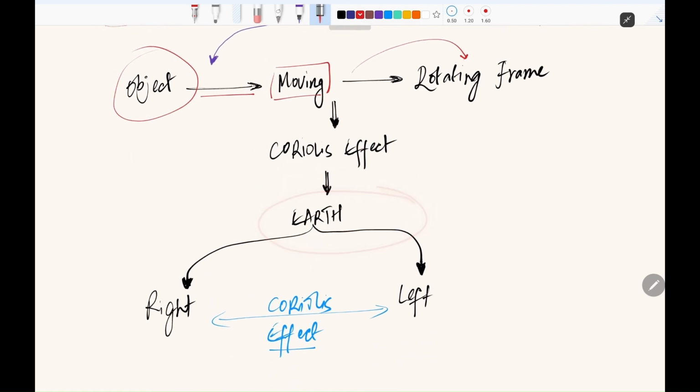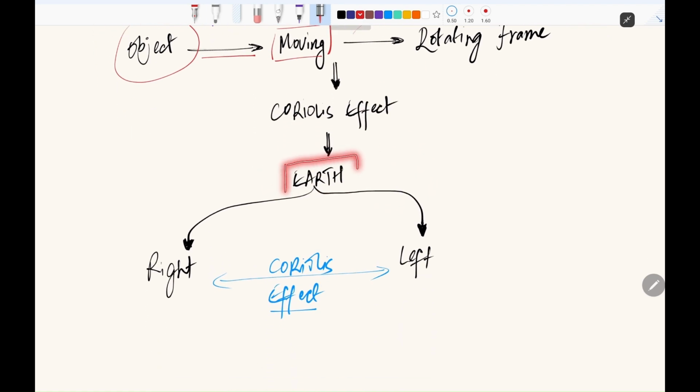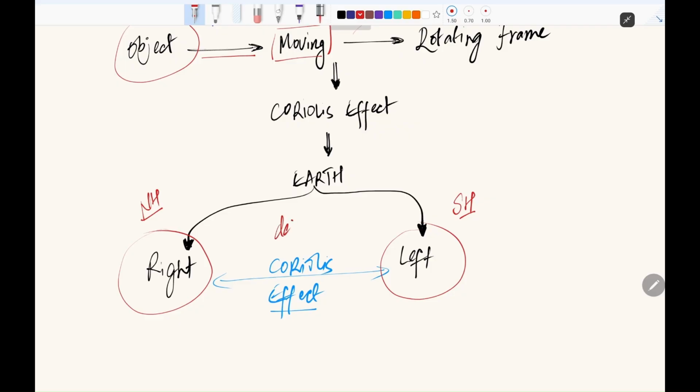In our case, what is that rotating frame? That rotating frame is Earth. So due to rotation of Earth, objects moving on Earth are either deflected towards their right or deflected towards their left. In the northern hemisphere of Earth, the deflection is towards the right of the direction of motion, and in the southern hemisphere of Earth, the deflection is towards the left of direction of motion. This deflection is called Coriolis effect.